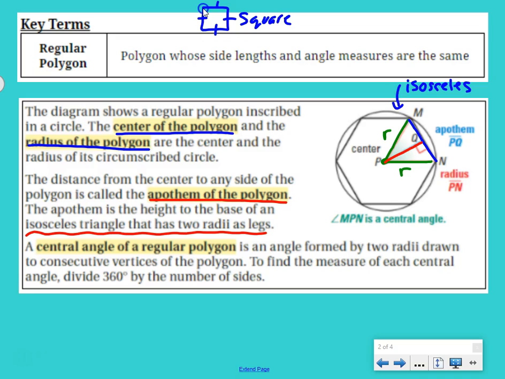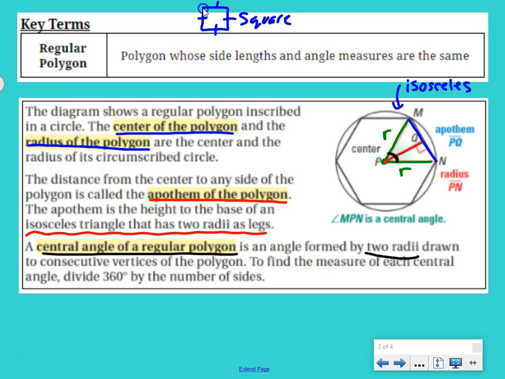A central angle of a regular polygon. I'm going to draw that here in black. That central angle would be this angle formed by two radii right there. It is an angle formed by two radii drawn to two consecutive vertices of the polygon.